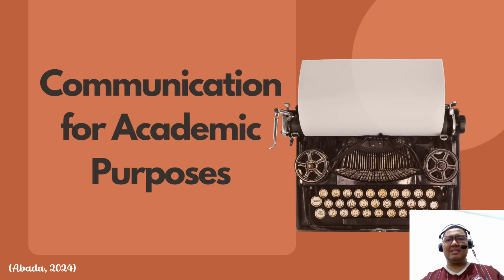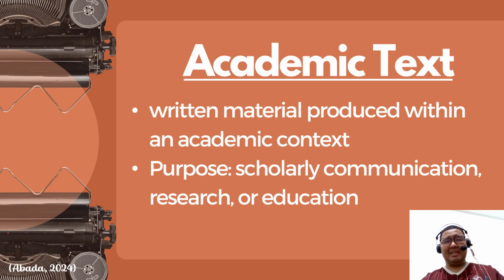So what is communication for academic purposes and why is it important? Academic texts are written material produced within the academic context. So these are the things that you are producing while you are in school or is being used in the field of the academe. The purpose of academic text is for scholarly communication, also for research or for education.